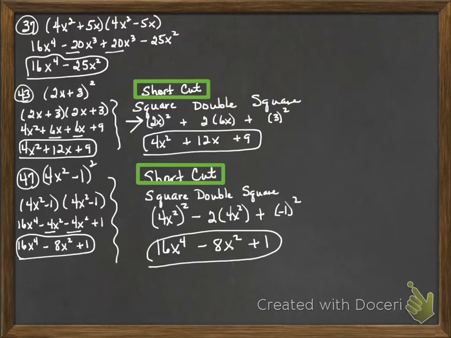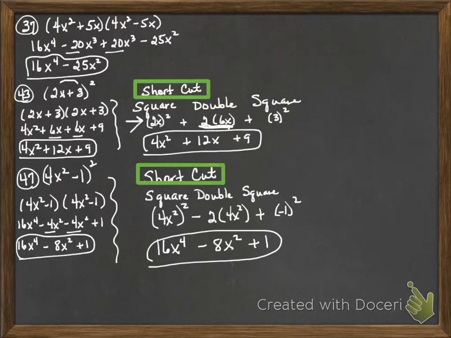So you'll do 2x squared, and you'll write down 4x squared. The sign in the binomial is a plus, so put a plus. Then you're going to multiply the two terms together in your head. So 2x times 3 is 6x, and you're going to double that. So you see that right here in my work. You're going to double 6x. So 2 times 6x is 12x. And then you're going to square the last term. 3 squared is 9. So that'll be plus 9. So 4x squared plus 12x plus 9.